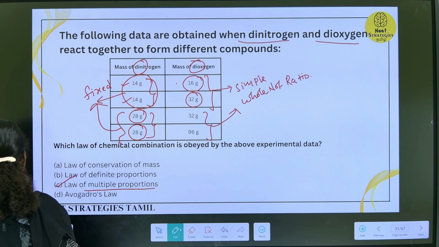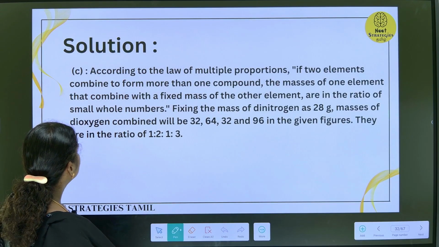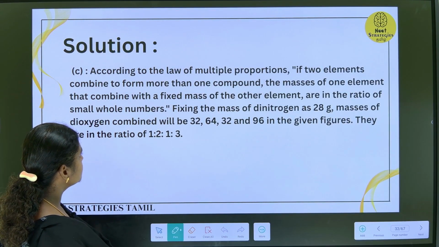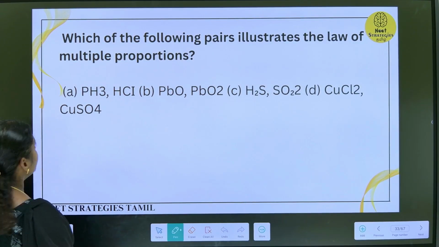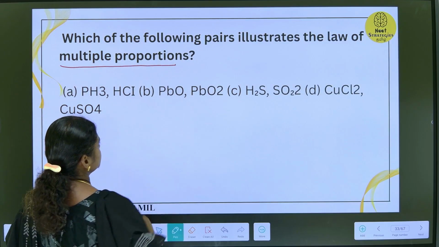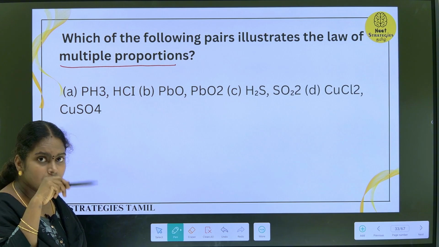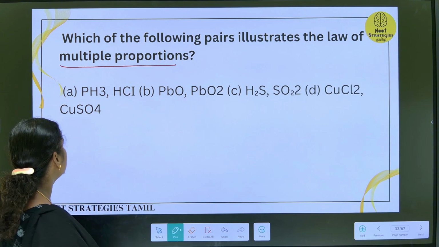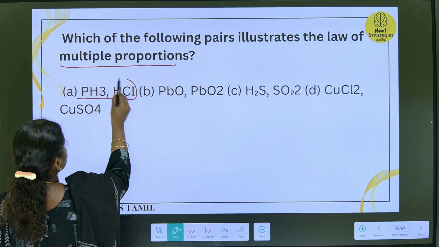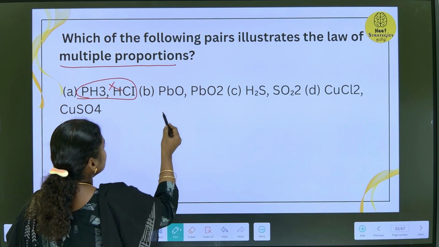Next one. Which of the following pairs illustrate the law of multiple proportions? As I have said, one will be the fixed one, the other one will be the higher one, in the simplest whole number ratio. Look here, is anything fixed? No, nothing is common or fixed. So what is there in this?